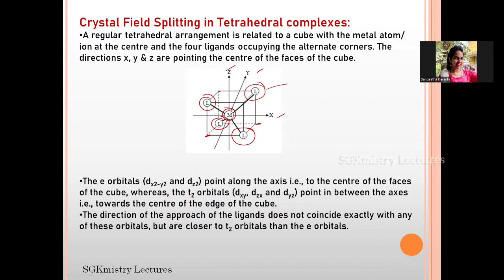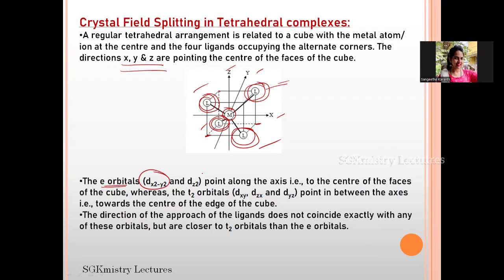You can see that the positions of these ligands are not exactly in the direction of the axis. The axes are here, and the position of the ligands is different when compared to the direction of the axis. Here the ligands are more in between the axes rather than in the direction of the axis. So here, it is the opposite to what is happening in an octahedral field. Here we are not talking about eg or t2g. We are just naming them as E and T2 orbitals.